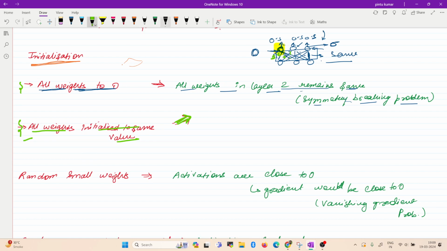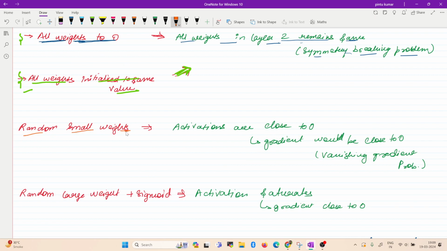So what is the next option that we can have? The next option is to have some random weights, because all the weights being the same didn't work. So now you have two options. You can either assign random small weights, or you can have some sufficiently large weights. If you assign random small weights, then your activations are close to 0. The reason is, if you have small weights, then your sigma wi xi, which is the input to the neuron, would be small, and hence your activation values would be small.